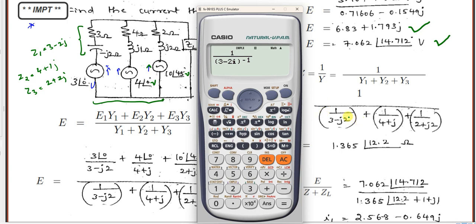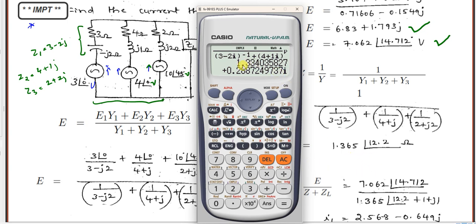This part, reciprocal, plus, within a bracket 4 plus 1j, reciprocal, plus 2 plus 2j, reciprocal. It will give you 1.33 plus 0.22j. You can write this answer.